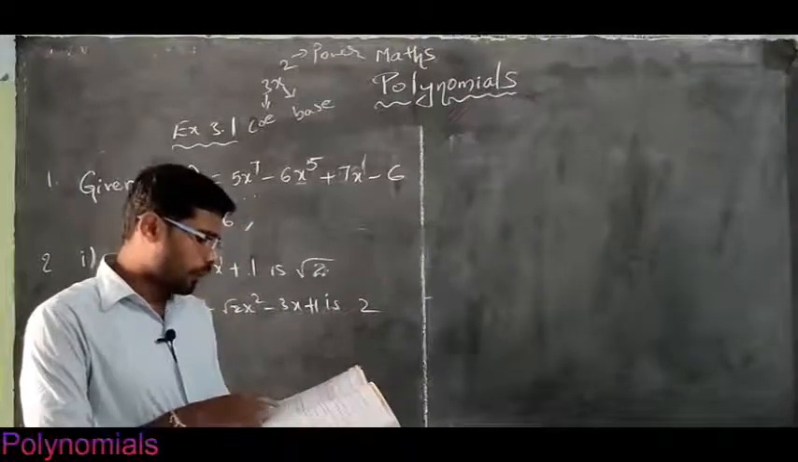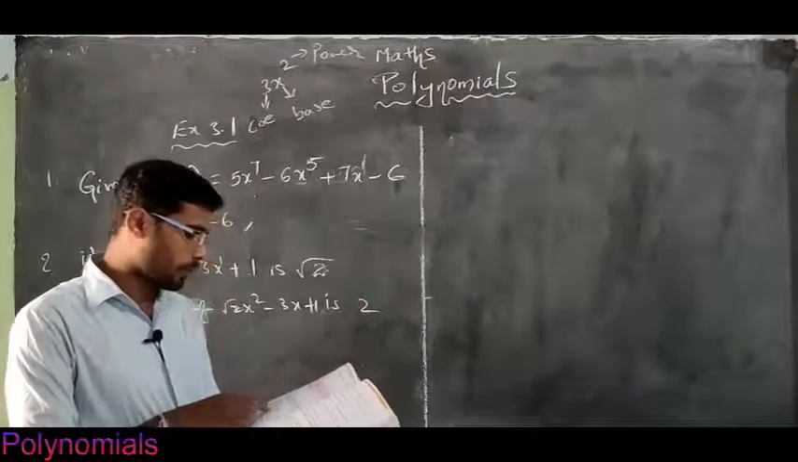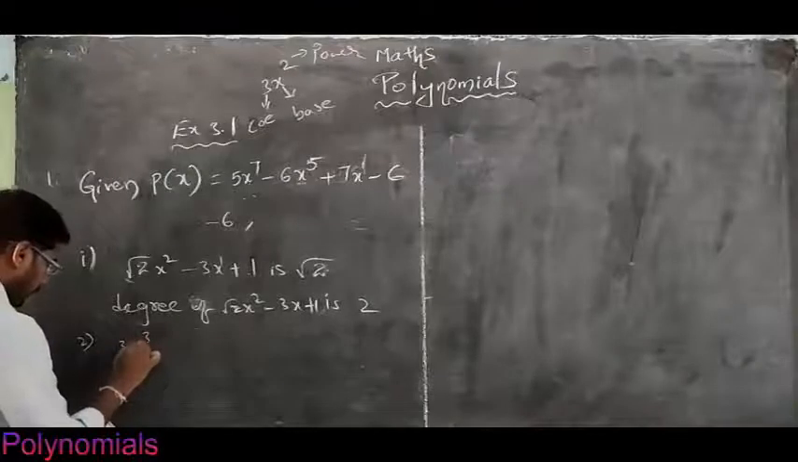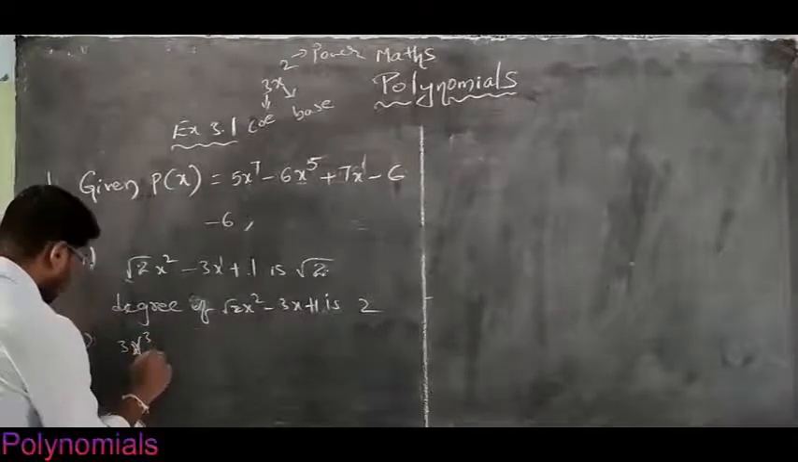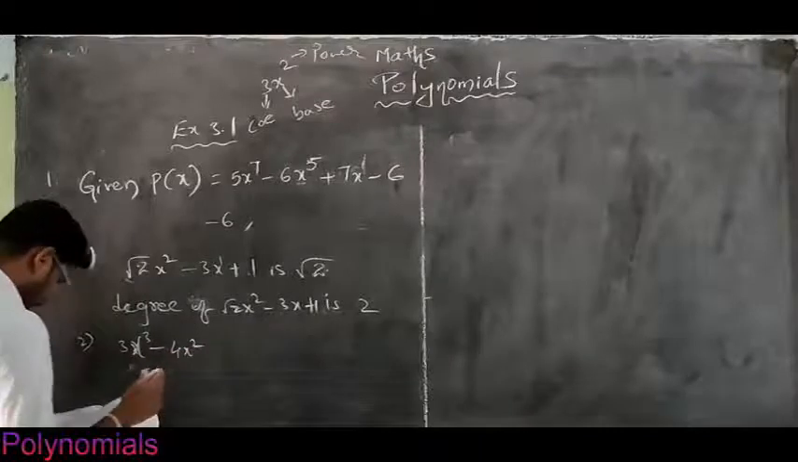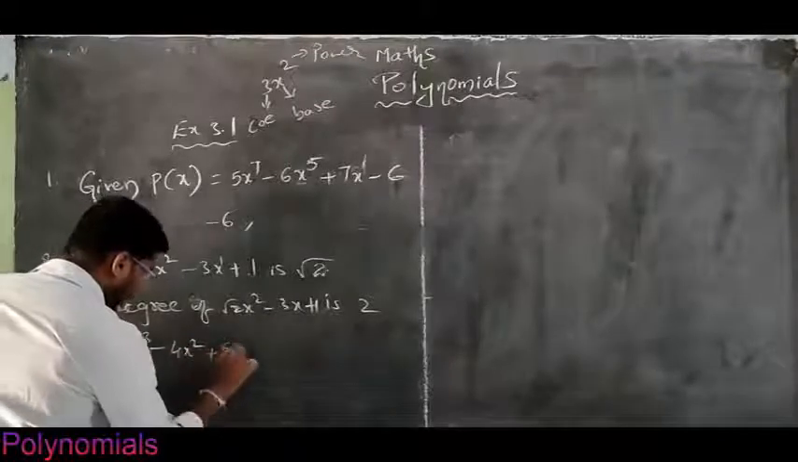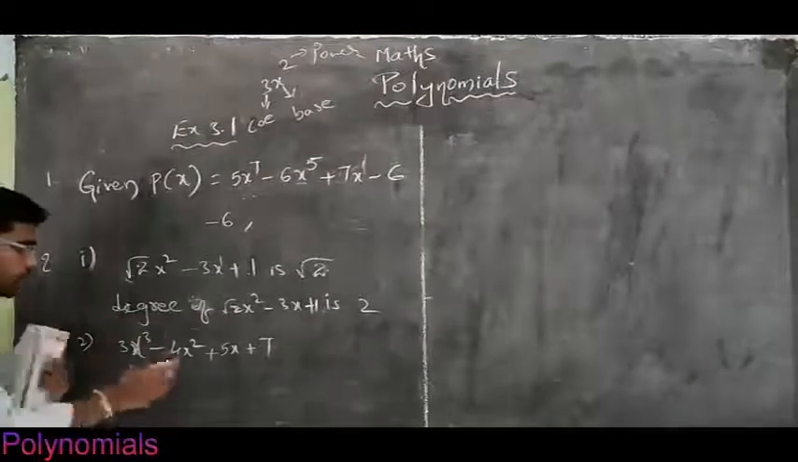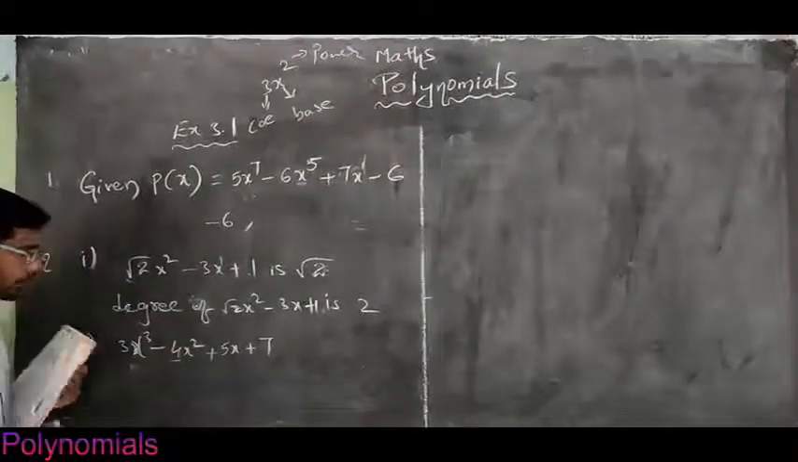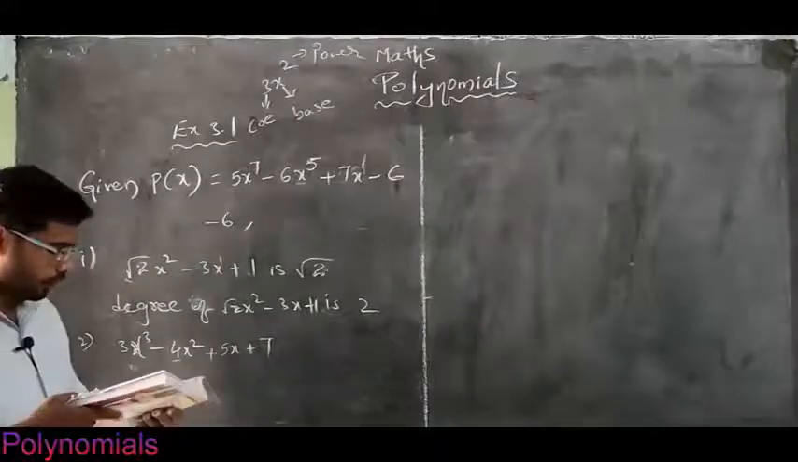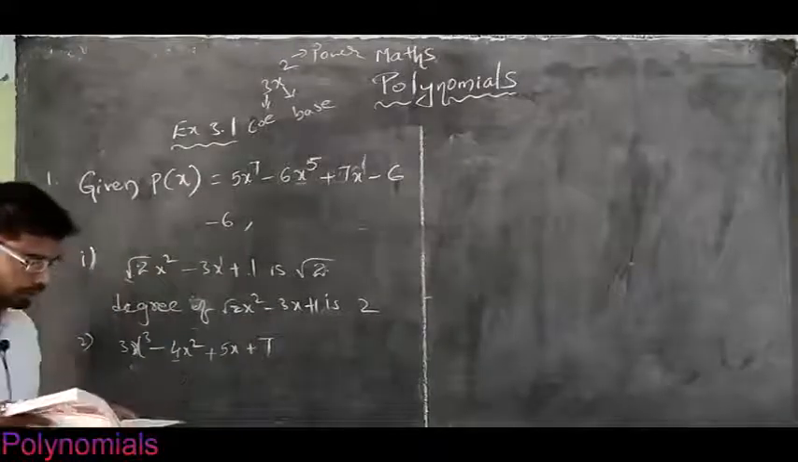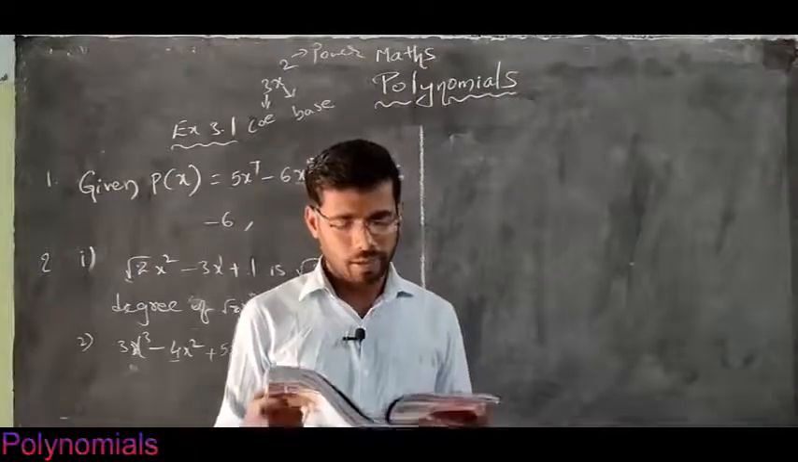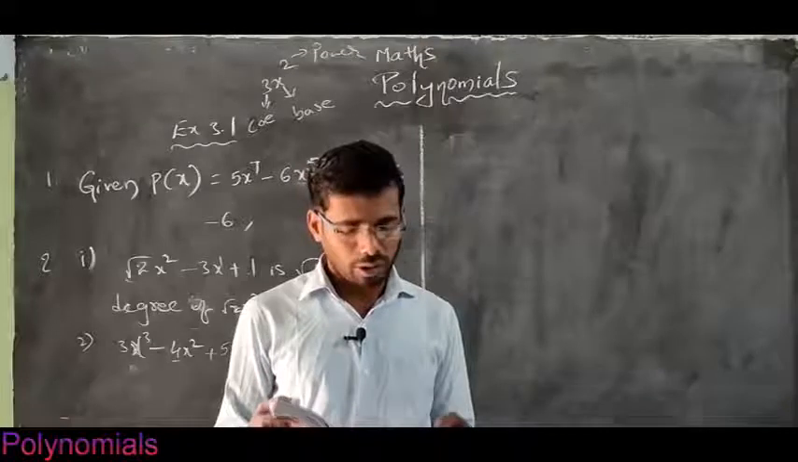Next, the coefficient of x square in the polynomial in the second one. What is that second one? 3x cube minus 4x square plus 5x plus 7. The coefficient of x square: how much is there here? In this x square term, the coefficient is minus 4. But what has he given there? 2. The coefficient of x square in that polynomial is minus 4, and there he has given 2. So it is false, wrong.